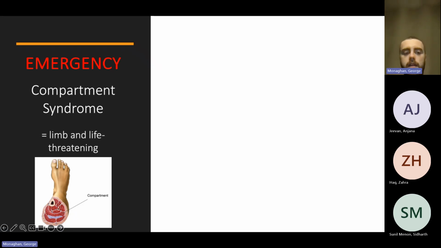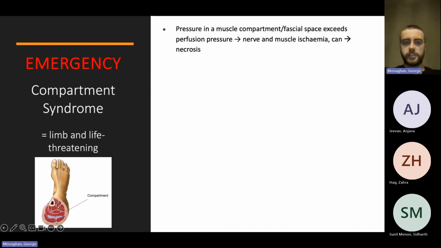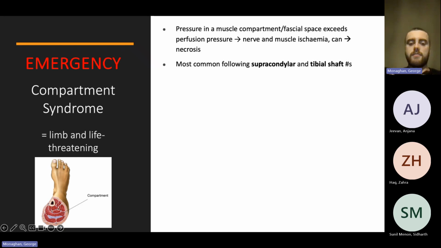Okay, so we've got some emergency situations now in orthopedics. The first one is compartment syndrome, and it's limb and life threatening if it's not treated. There's pressure in a muscle compartment that exceeds the perfusion pressure, which means there's going to be ischemia of the nerves and muscles, and it can lead to necrosis. It's most commonly seen in supracondylar fractures and tibial shaft fractures.